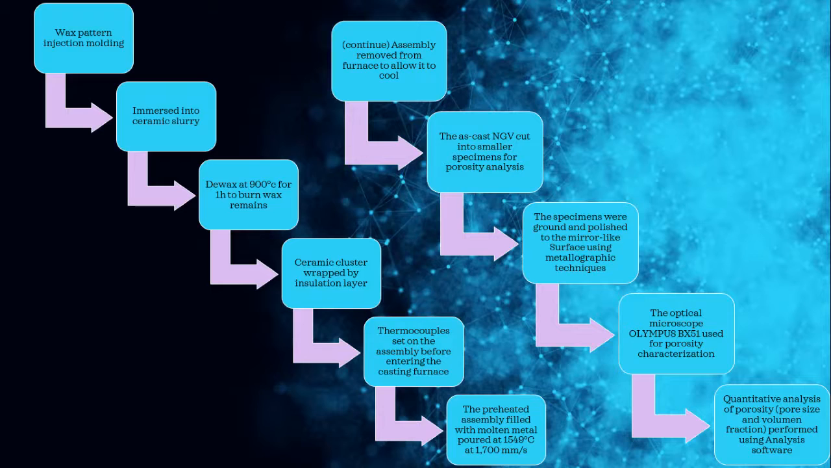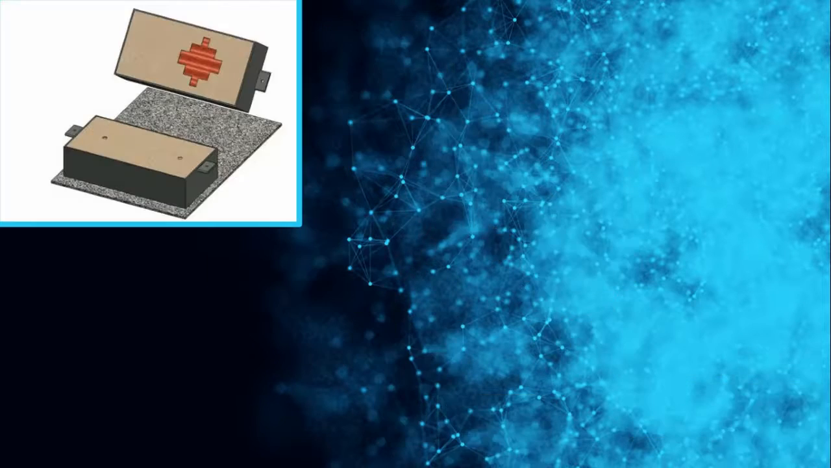Then the assembly is removed from the furnace to allow it to cool. After that, the as-cast piece is cut into smaller specimens for porosity analysis. The specimens are ground and polished to a mirror-like surface using metallographic techniques. Then an optical microscope is used for porosity characterization, and finally a quantitative analysis of porosity is performed using analysis software.